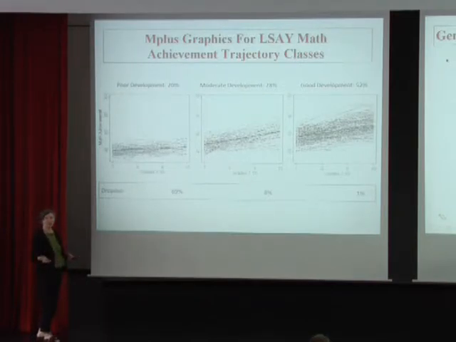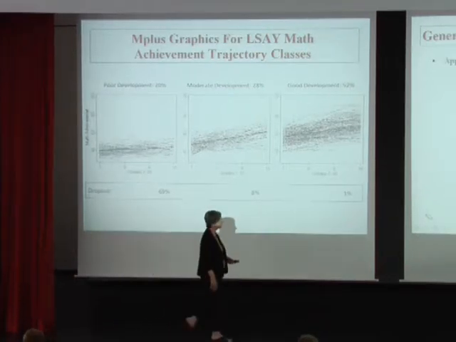look at predictive validity. So it makes sense, of course, that high school dropout is going to be higher for a class that has poor development, less high for moderate development, and almost non-existent for the students who have good development. So this is the GGMM model with high school dropout as a distal outcome.